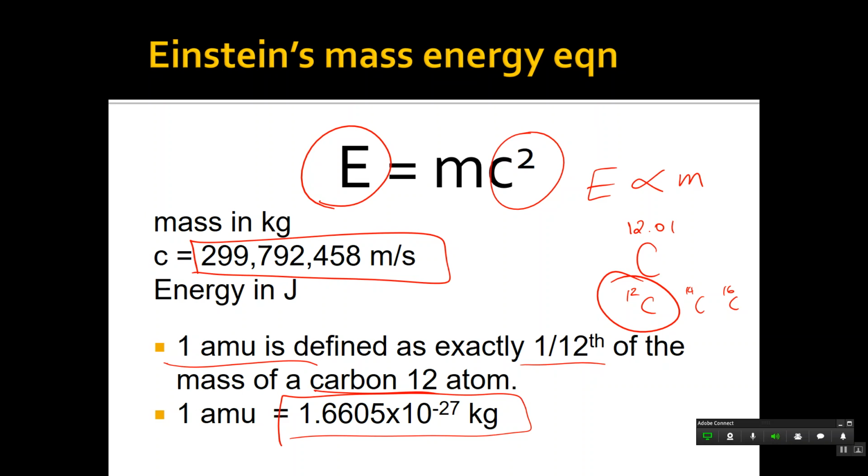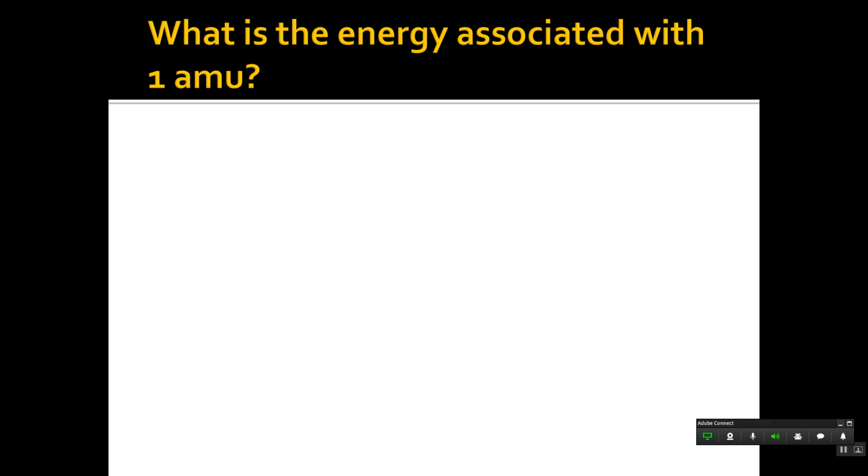So now let's do some calculations, and let's use that equation. What is the energy associated with 1 AMU? Let's figure it out using this equation here. Remember to use the speed of light with all of its significant figures.